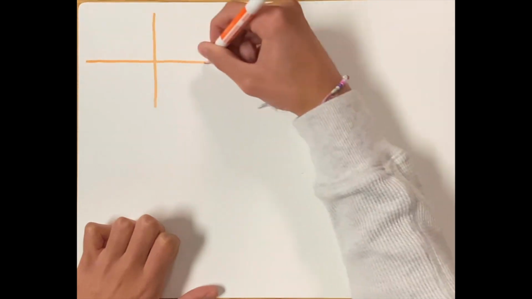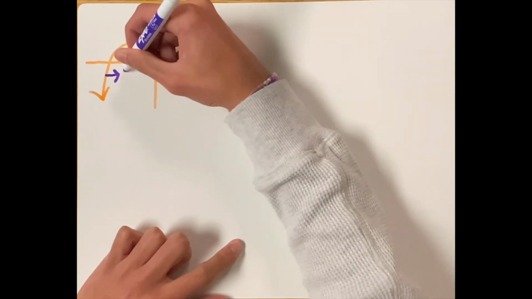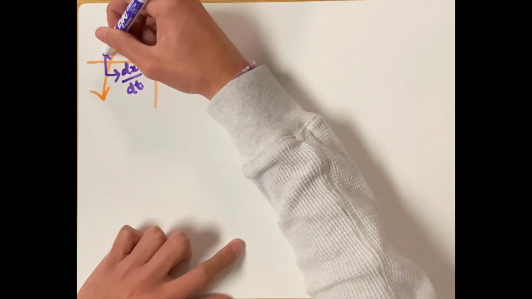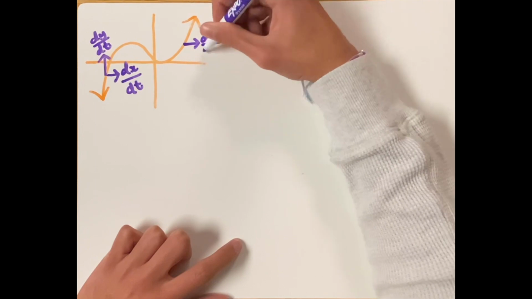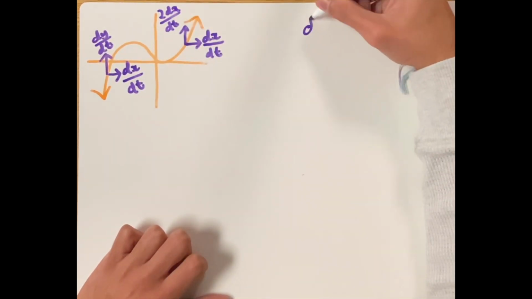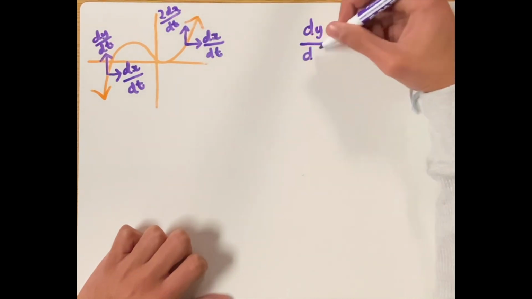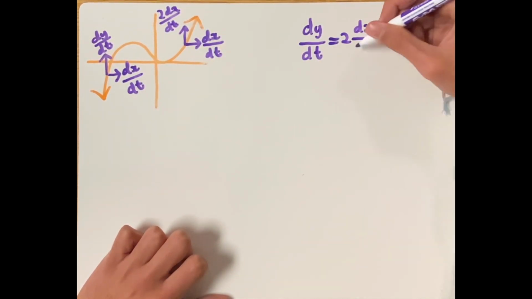First, we need to visualize the problem by sketching a graph. f of x is a cubic function, and we need to plot the points where the rate of the y-coordinate is moving 2 times faster than the x-coordinate. As you can see, this may occur at more than one point on the graph. Since we know that the y-coordinate is moving 2 times faster than the x-coordinate, we can write dy/dt is equal to 2 dx/dt.